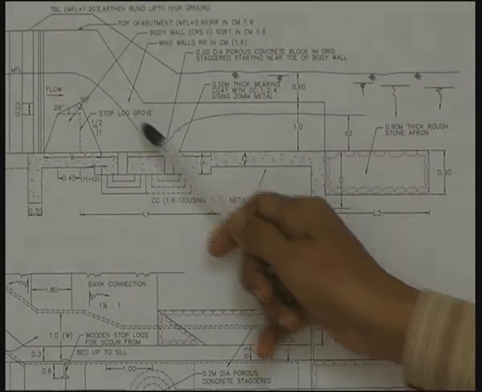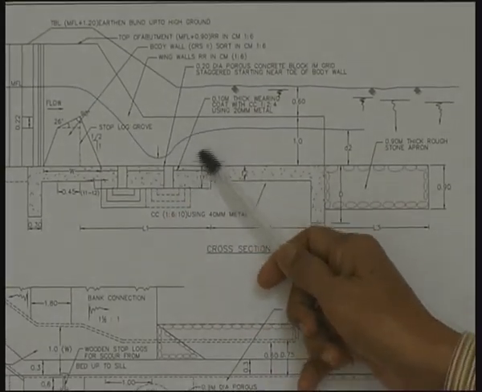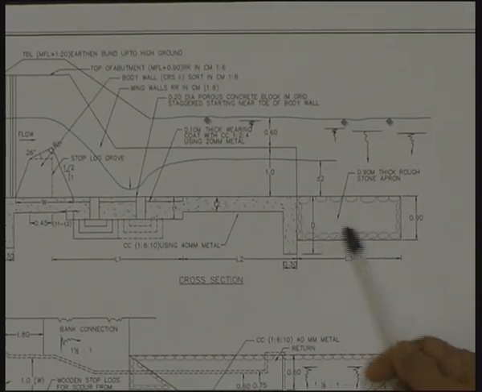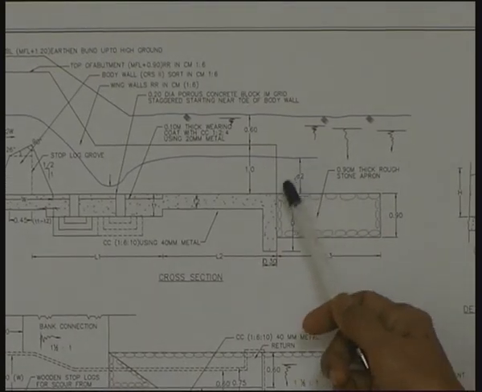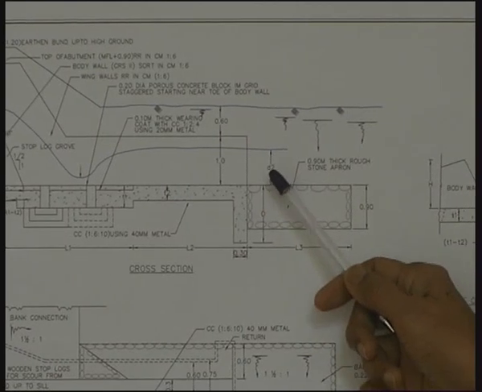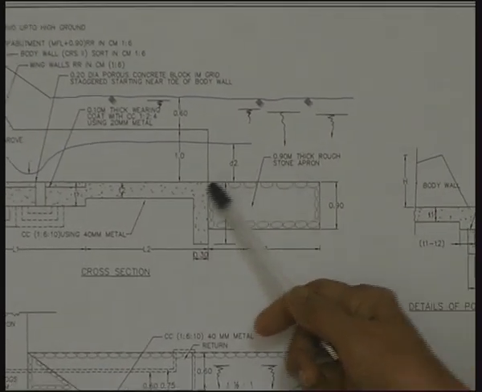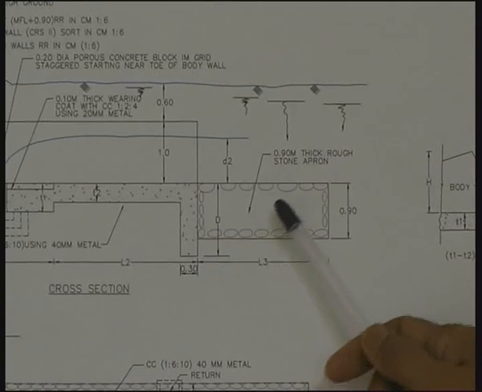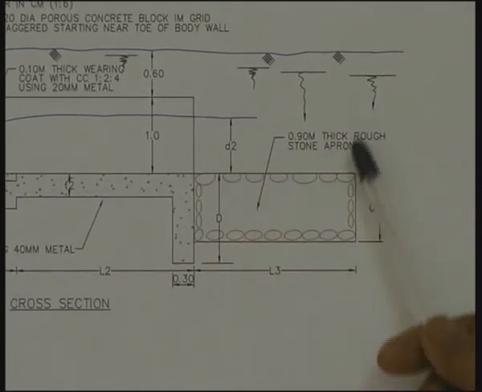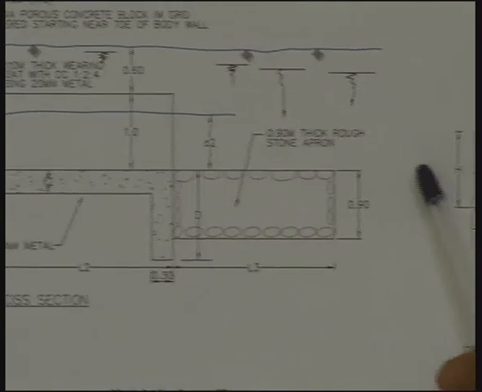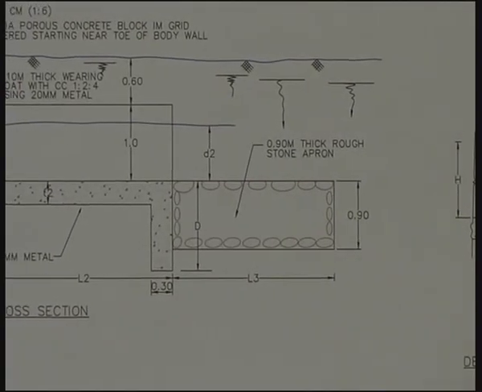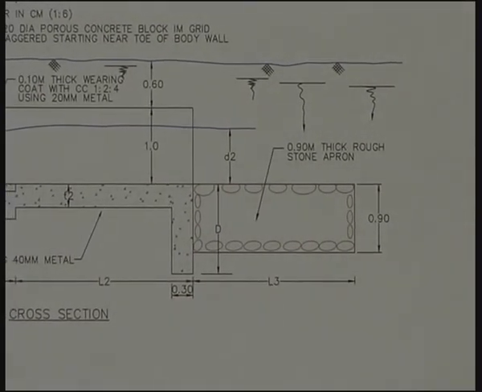And once the energy of the falling water is dissipated, it's just a velocity of flow, and there will be further reduction of the velocity of flow as it travels, and as there is a wider section, and also the rough stone apron here would be able to withstand any such velocities. And it is quite safe down below for the natural stream profile to take the velocity coming from the structure.